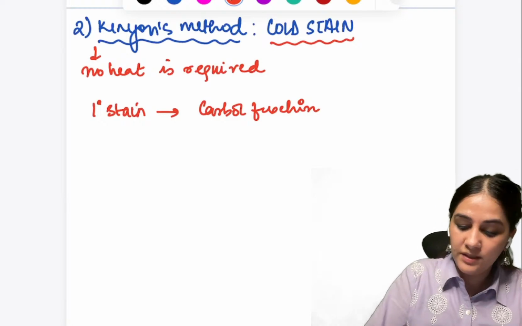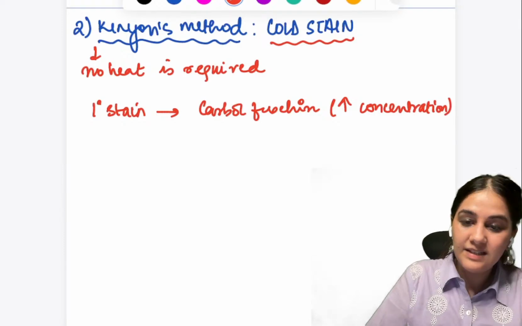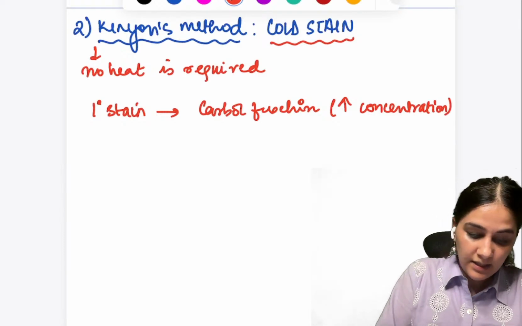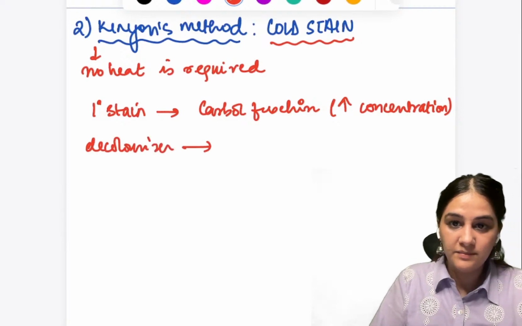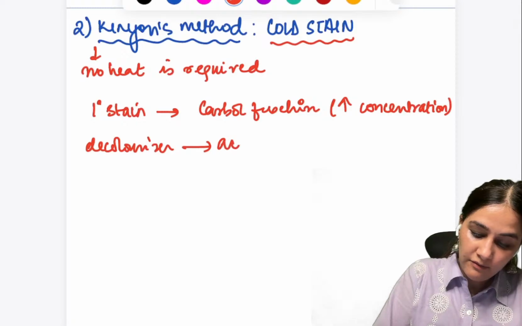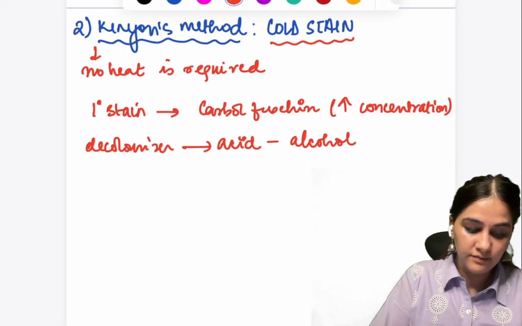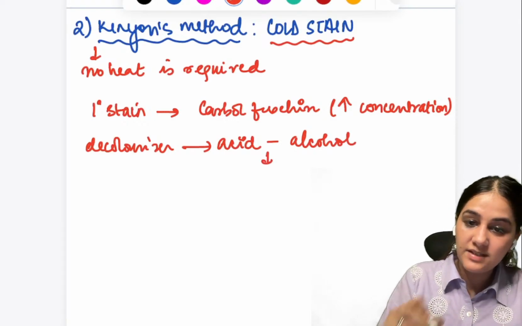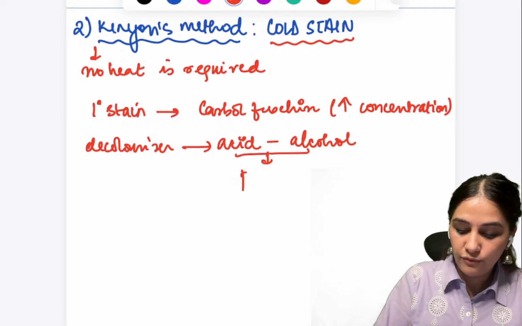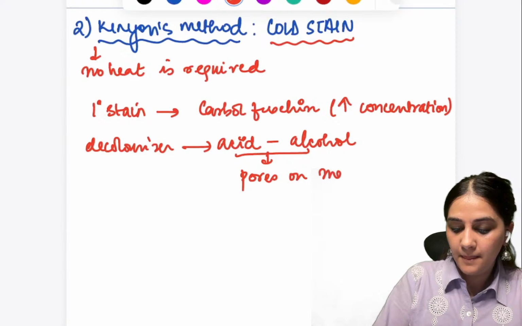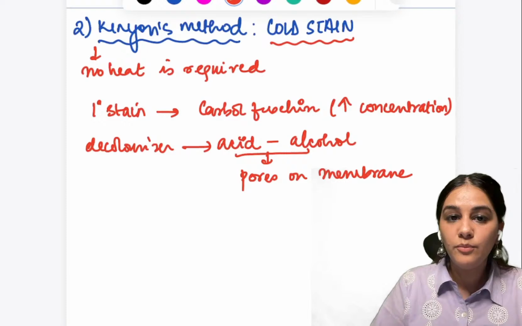But what are we doing here? We are increasing the concentration, right? Then the second one is the decolorizer, because we are not heating. So now we have to do something with the decolorizer. We are changing it from sulfuric acid to acid alcohol, right? So acid alcohol, what does this do? Even without the heating, this acid alcohol complex is going to form pores on the membrane.